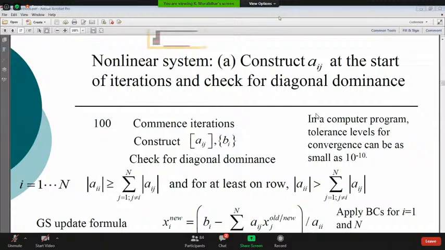It means, sir, it will give a good result. Correct, yeah, that's correct. If ax minus b becomes 10 raised to minus 10 or 10 raised to minus 20, then ax minus b is approaching 0. So that solution is better than the one with, let us say, ax minus b equal to 0.1. Okay, sir.